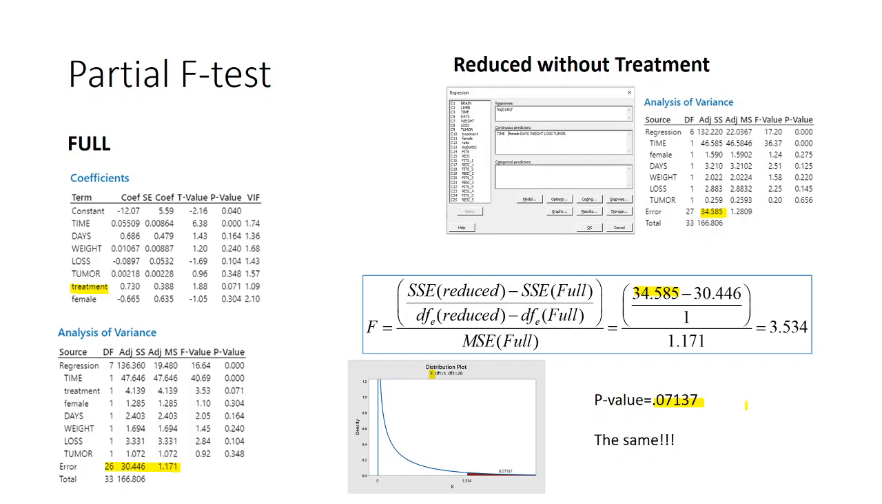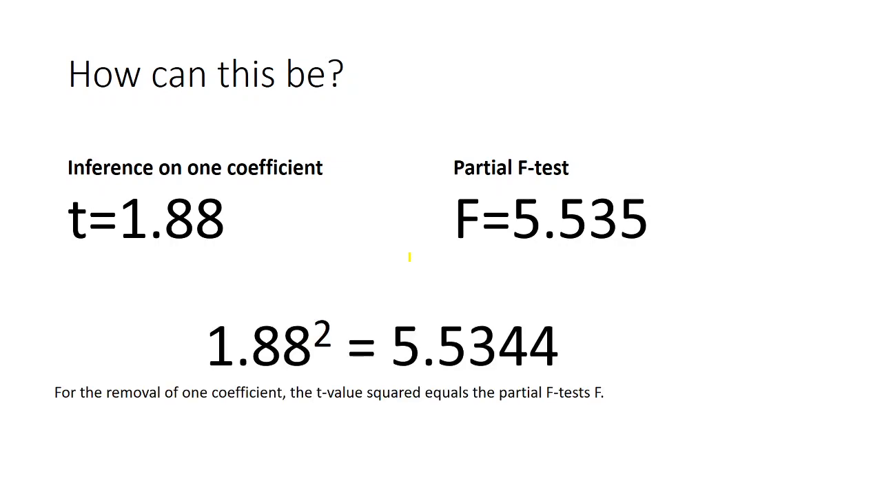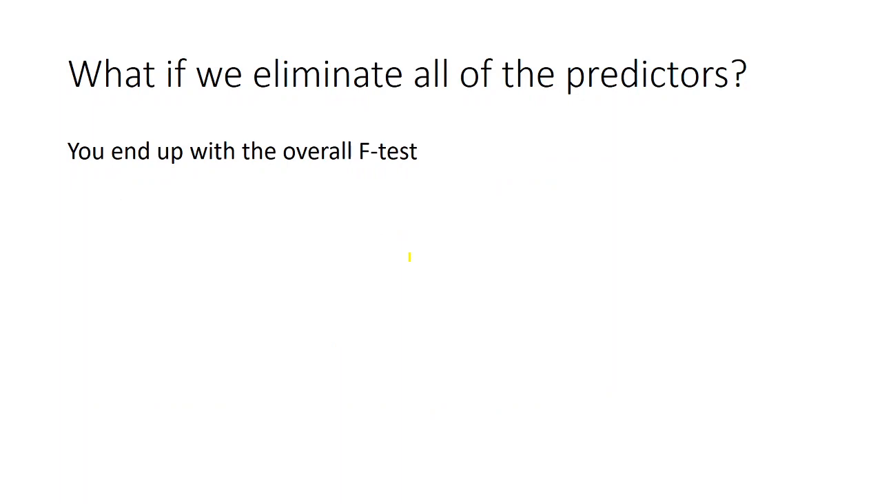Back to our regularly scheduled question, notice that the p-value is the same. Let's see why that is. Well, the inference on one coefficient, the t-statistic, was 1.88, and the partial F test was 3.534. How are these two related? Well, I'm sure you've got the answer by now. If you square the t-statistic, you get the partial F statistic. So if you just remove one coefficient, the t-value squared equals the partial F test's F for removing the one predictor variable.